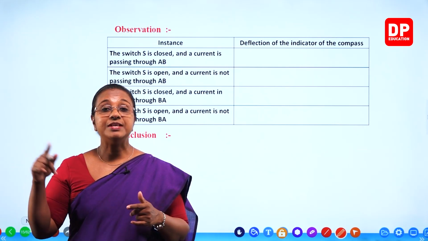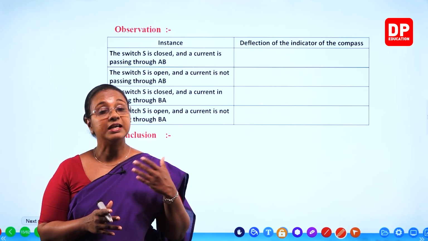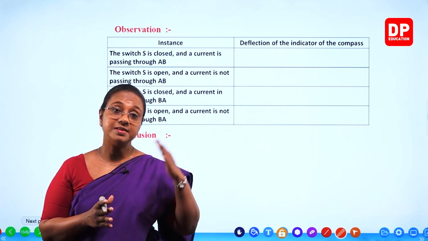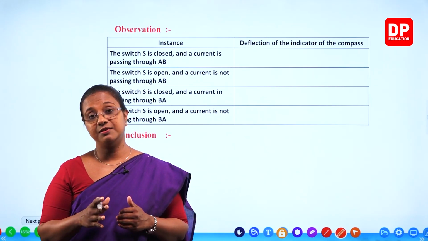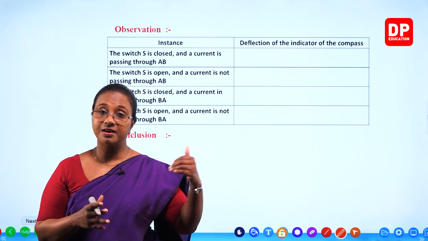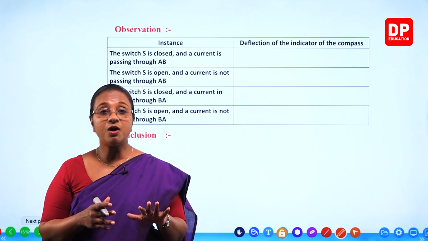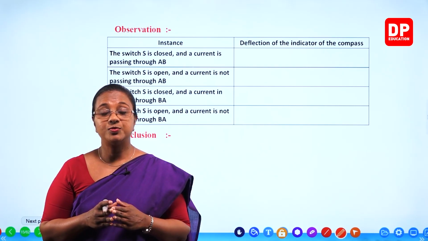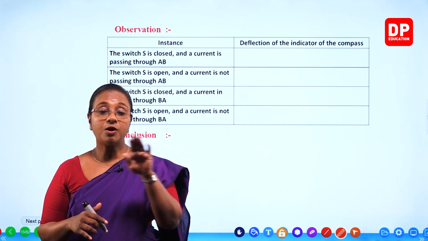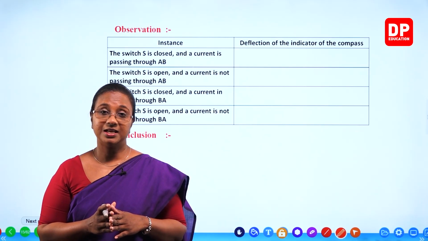Thereafter, when we changed the terminals of the battery, what happened? Again, there was deflection in the compass, but opposite of the first instance. So there the deflection was in the right-hand side direction. That is when the current was flowing in the BA direction. And there also, when the compass was below, the deflection was towards the right-hand side. But when the compass was above, the deflection was in the opposite direction.